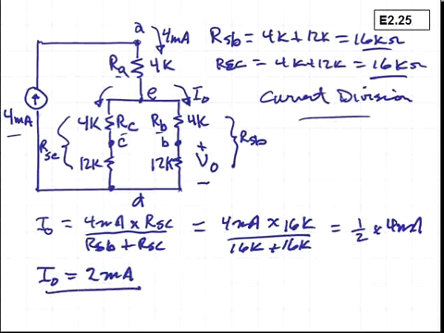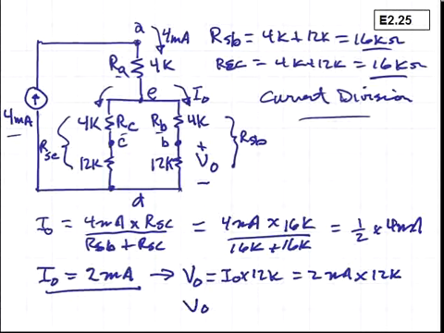And now we're in a position to calculate V sub O. V sub O will equal I sub O times 12K. That will equal 2 milliamps times 12K, or V sub O is equal to 24 volts.